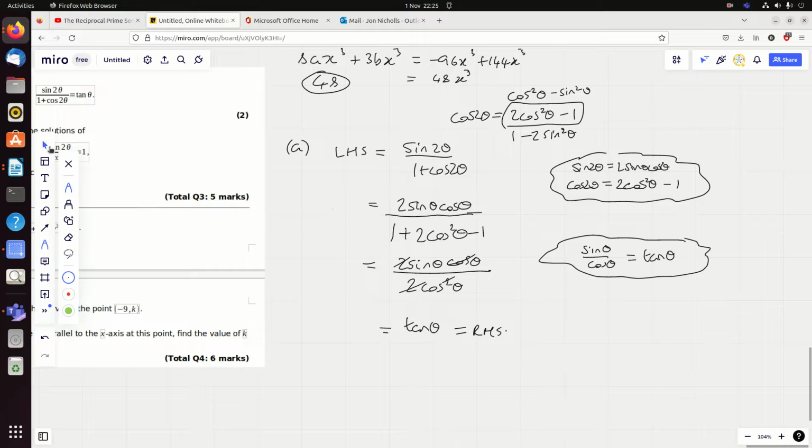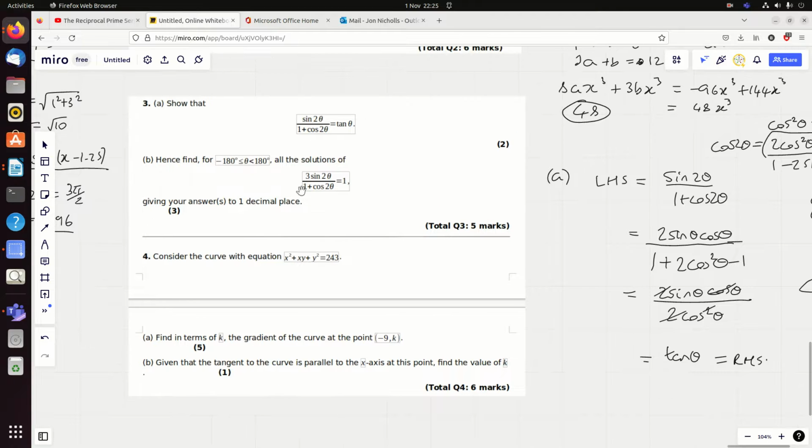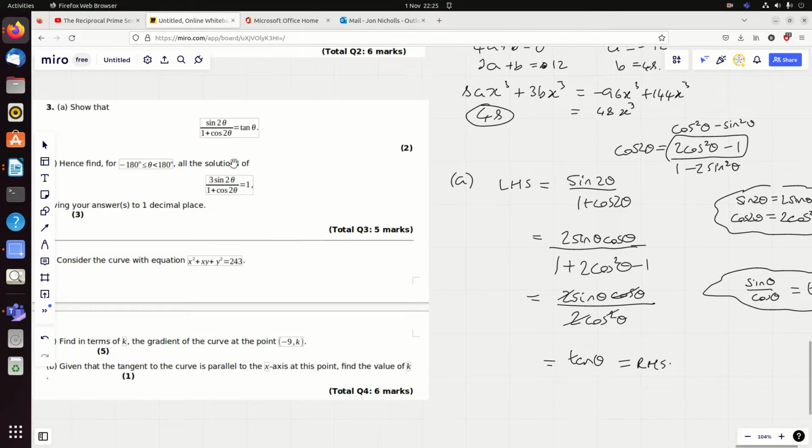Okay, what we got next? We've got hence solve this, a very typical thing. Now what's happened going from here to here? We've times it by 3. So this is really just saying 3 tan theta equals 1. So tan theta is a third. And we're just going to solve it like that.